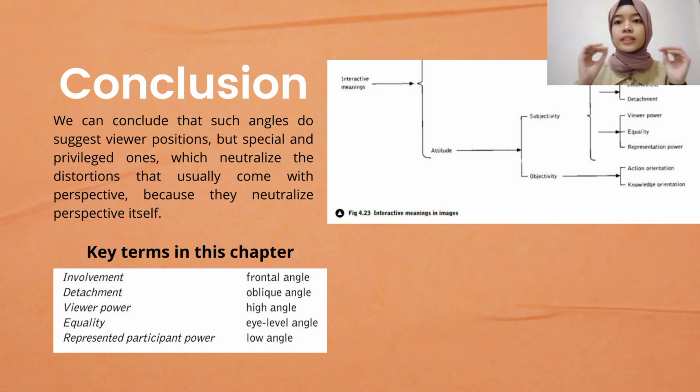Next slide, we come to the conclusion. We can conclude that such angles do suggest viewer positions, but special and privileged ones, which neutralize the distortion that usually comes with perspective because they neutralize perspective itself.